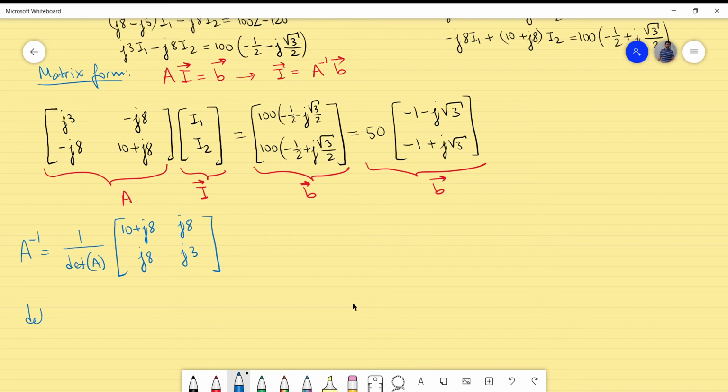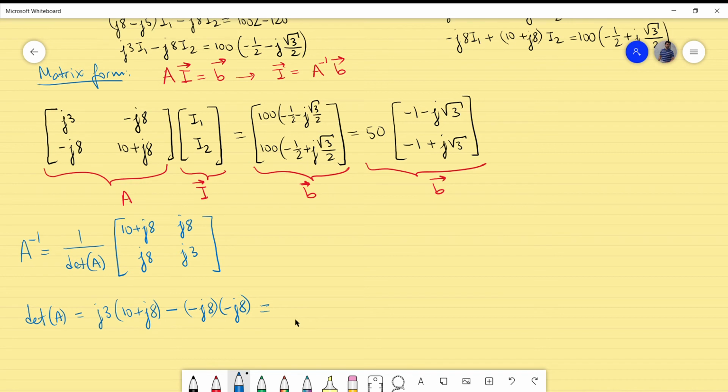Of course, we need to determine the determinant of A. For determinant, I look at this expression. What do I do for determinant? I do this term times this minus the multiplication of these two terms. So I will have the following. Write it down. I will have J3 times 10 plus J8 minus J8 times minus J8. That's actually for this situation. If you do the math here correctly for the determinant, you will have 40 plus J30.